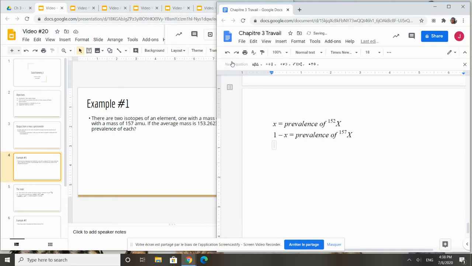Now I'm taking the average mass. So 152 times its abundance, which is X, plus 157 times its abundance, which is 1 minus X, is equal to the mass that was given. And then from here, you just have to solve it algebraically, which I don't think is going to be the hard part for any of you.